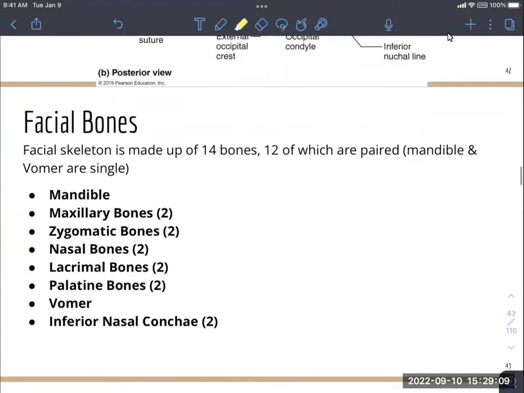So let's look at the facial bones, the bones that actually make up your face. We have 14 bones total. 12 of them are paired. The only ones that are single are the mandible, that's the lower half of your jaw, and your vomer, that's part of your nose. We have 2 maxillary bones, 2 zygomatic bones, 2 nasal bones, 2 lacrimal bones, 2 palatine bones, and 2 inferior nasal concha bones.